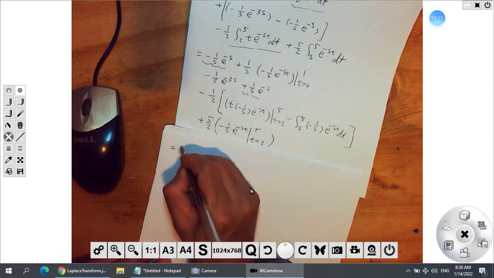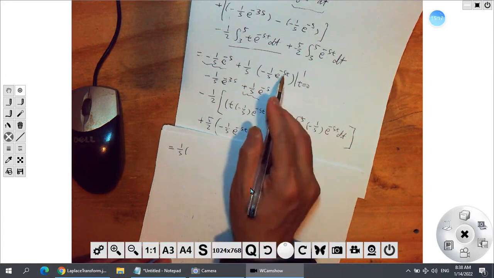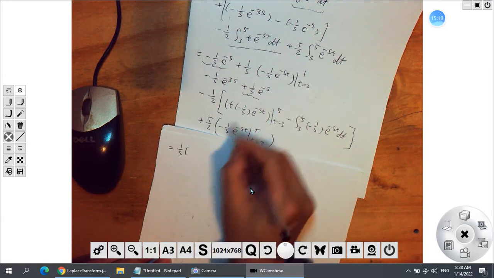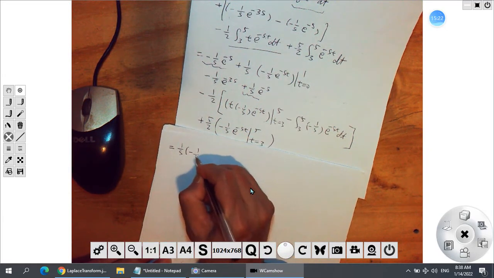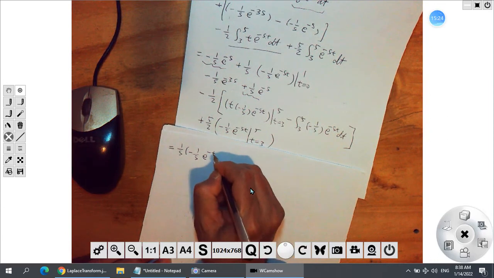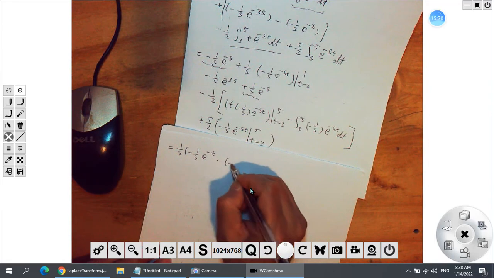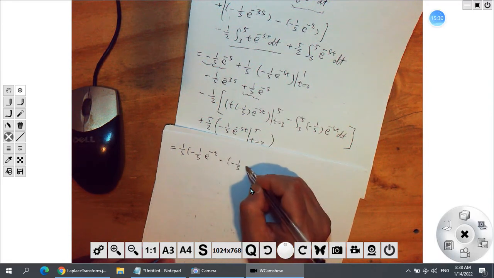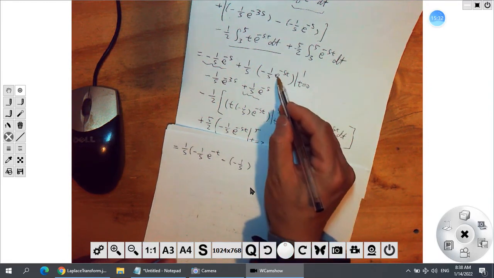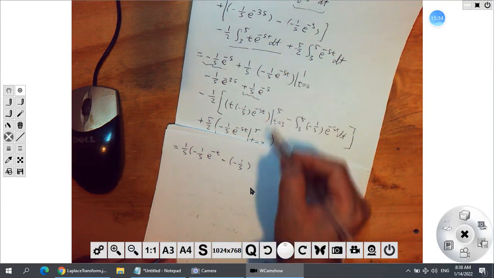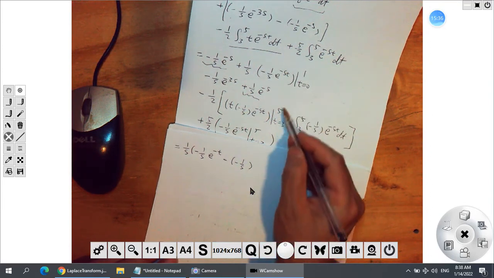So this is 1 over s. The first, the top t is 1, so plug 1 in, so 1 over s e to the negative t. And then t equal to 0 is minus negative 1 over s e to the 0. Right, this is e to the 0. E to the 0 is just 1. Okay, so this is 1 over s.